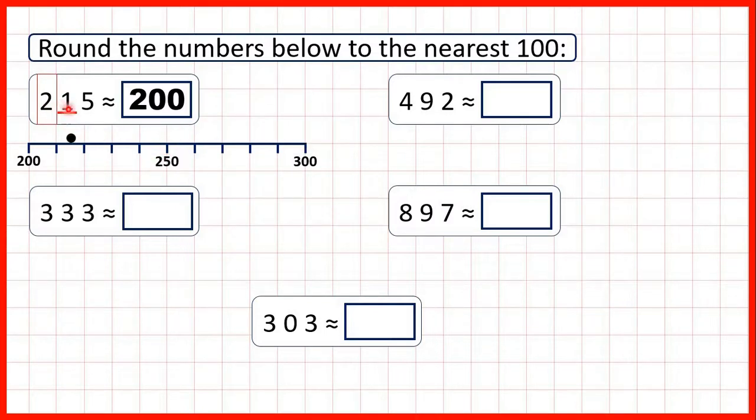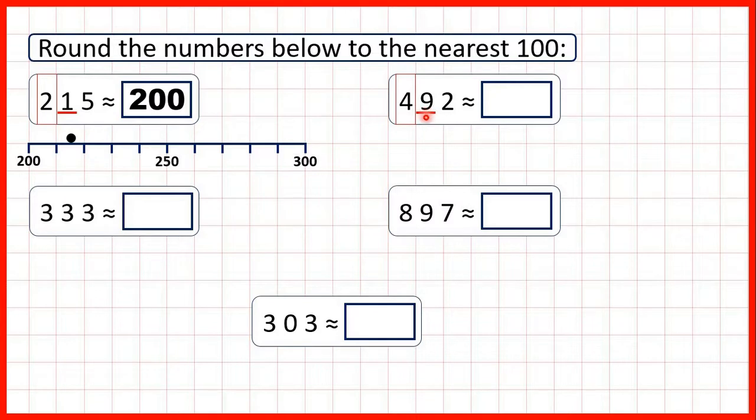So 215 is between 210, which is here, and 220. But because it's closer to 200 than it is to 300, that's why we round down to the previous multiple of 100. So 215 rounds to 200. So now let's try 492. We're rounding to the nearest hundred, so we circle our hundreds digit and underline the digit to the right.